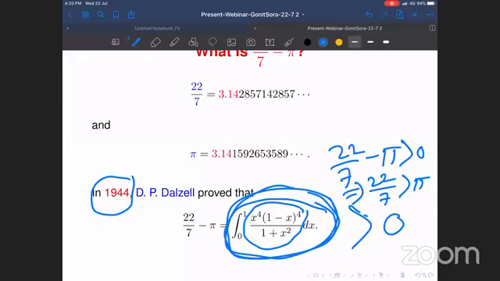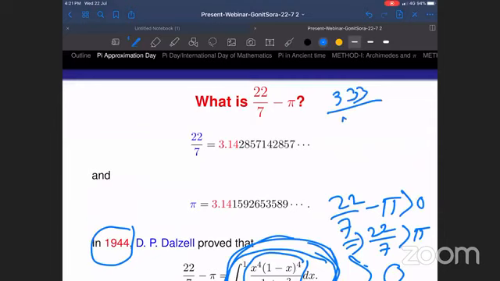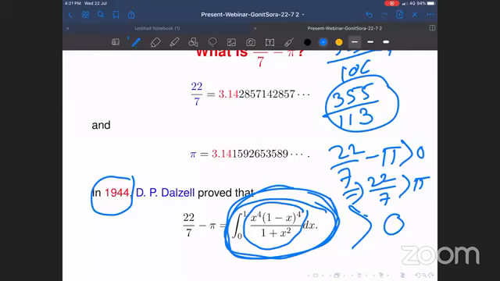Now the question is, I told you that there are other convergents of pi. 22/7 is a convergent of pi. There are other convergents: 333/106, this is one convergent. Then 355/113, this is another convergent. Now the question is, are there any integral representations for these convergents also? And the answer is yes, and that was proved.